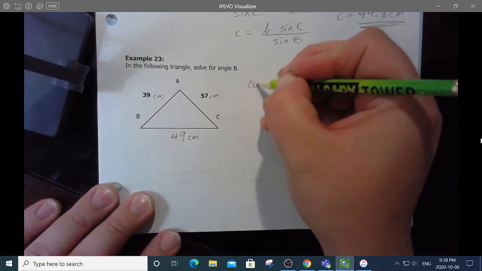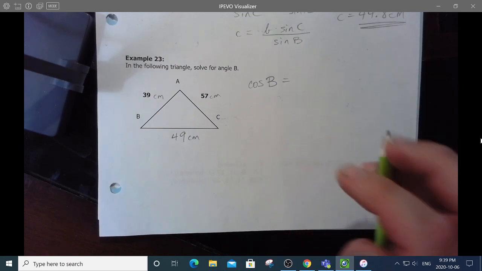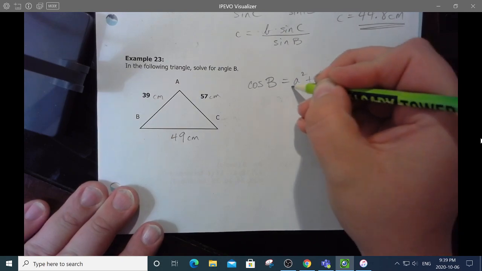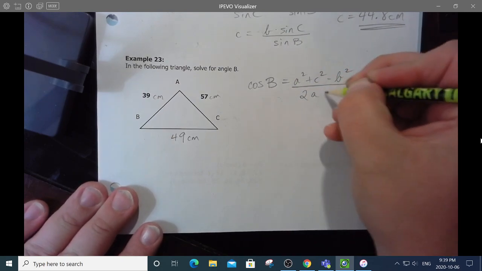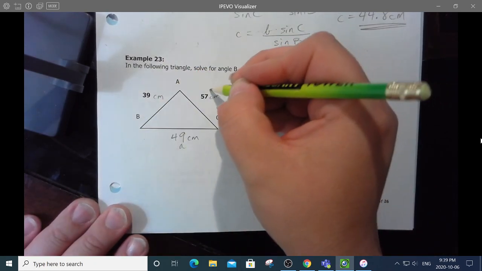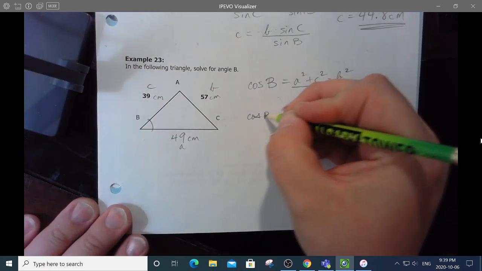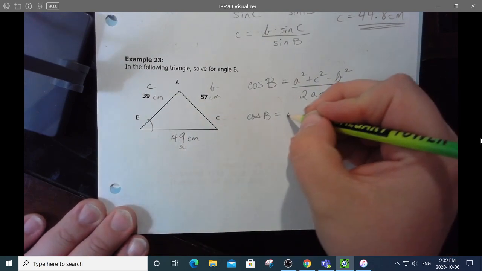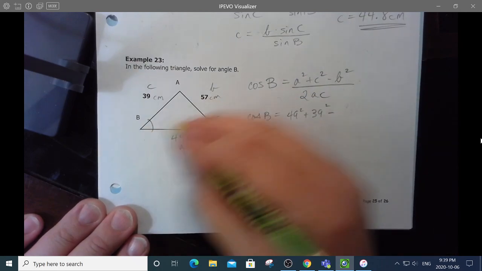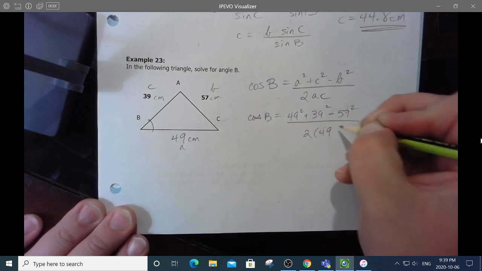Specifically, the cosine of angle B is, now think back, do you know how your law works? It's the other two sides squared and summed, minus the side across from what I'm looking for squared, divided by 2 times the other two sides. That will work. That guy's A, that guy's B, that guy's C. So the cosine of angle B is the A side, 49 squared, plus the C side, 39 squared, minus the one that's across from it, 57 squared, all over 2 times 49 times 39.